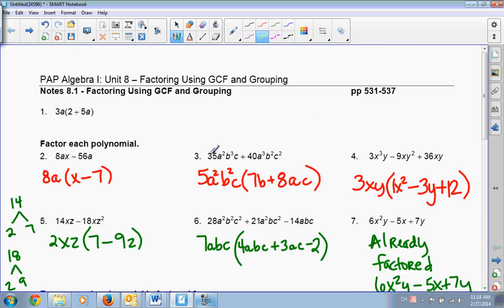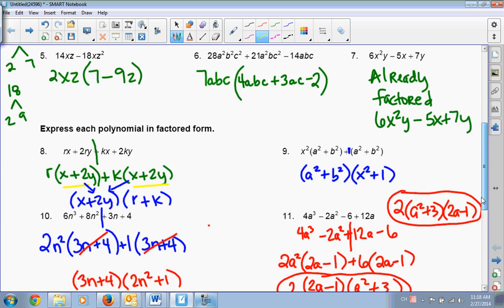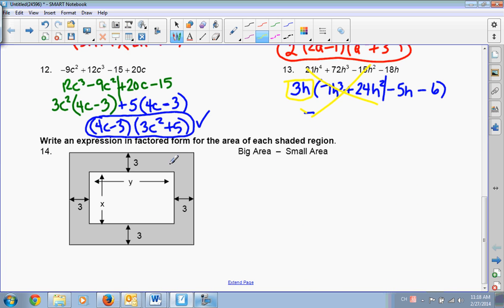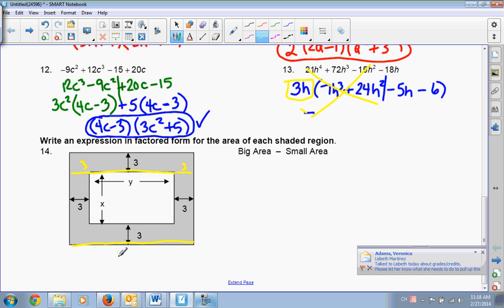Okay, so this is the big area minus the small area, right? We've got to find the area of the big rectangle. So we need to find the distance of this whole length. Well, from here to here is y, and then from here to here is 3 and 3. So the whole length would be 6 plus y. Yeah, because it's y and then your 3 and 3. So I would write y plus 6.